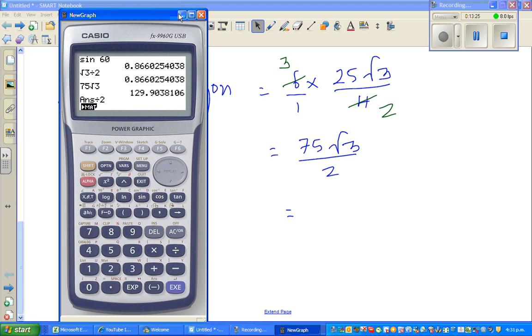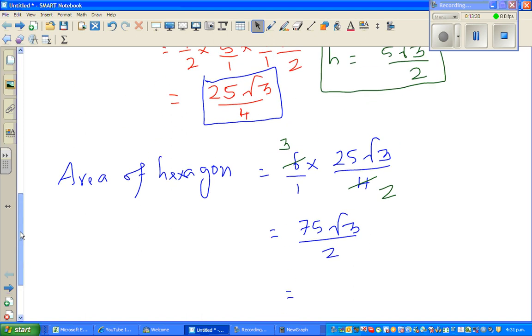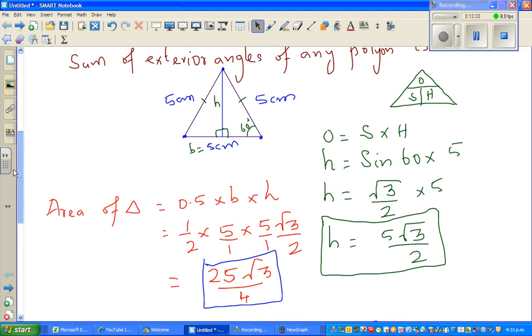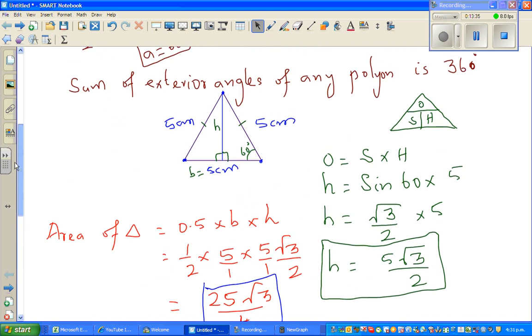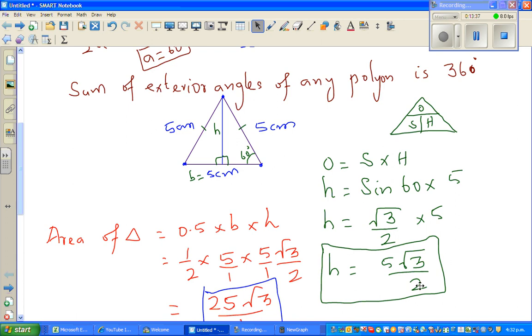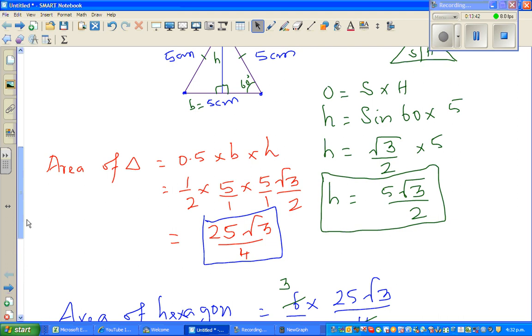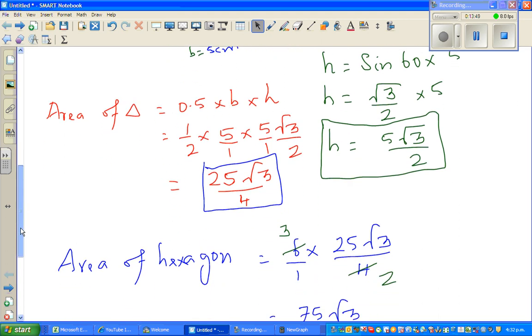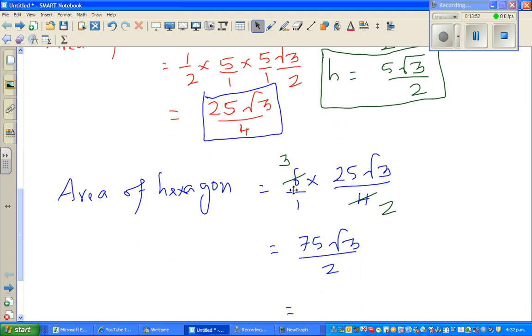Am I doing something wrong here? Just to confirm, let me check. Root 3 over 2, yeah, hypotenuse is 5. There's nothing wrong here. The area of a triangle is base, which is 5, times height, giving 25 root 3 over 4. That's right, and you've got 6 triangles, so multiplying by 6. 2 times 3 is 6, and 2 times 2 is 4. 25 times 3 is 75. I think I'm right.